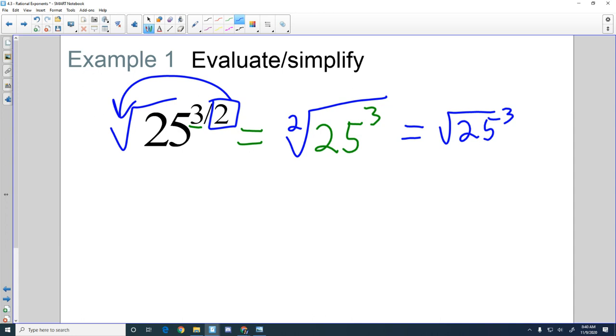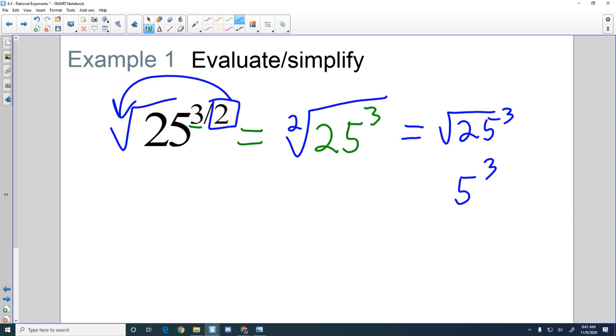Clueless. But instead of that, do any of you know what the square root of 25 is? Yeah, you all do. That's just a 5. So I'm going to rewrite this as just a 5 to the third power. And now we would figure out what that exponent is.